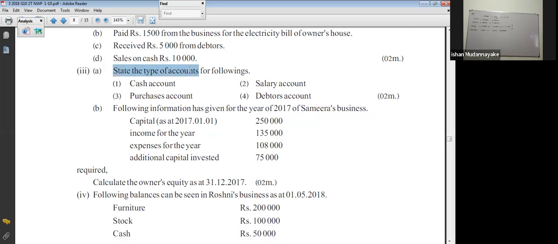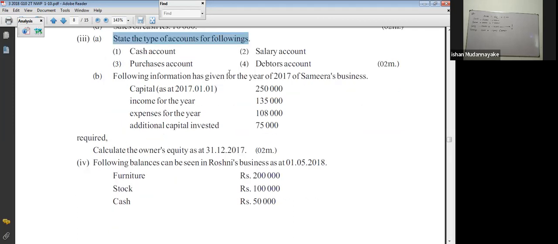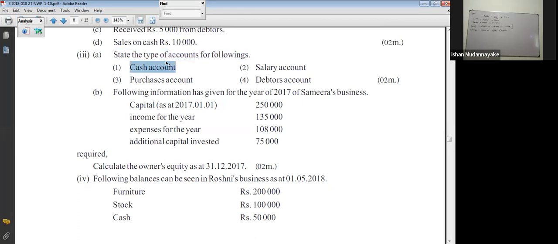Problem number 3, part A. State the type of account for the following. Cash account: asset account. Second one, salary account: expense. Salary expense account for the business.